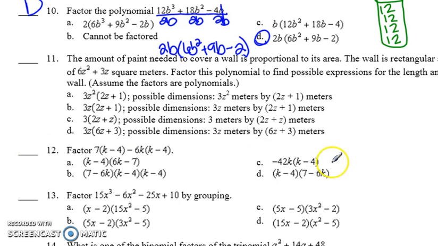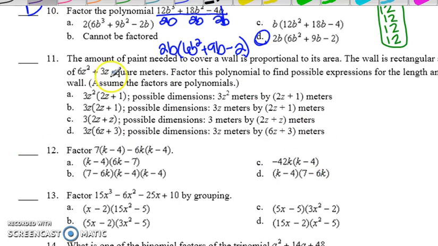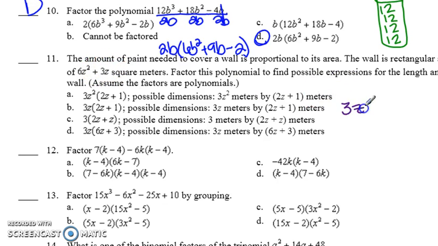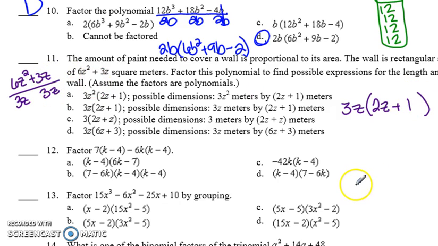So the first thing I would do is look at my greatest common factor. And my greatest common factor of 6z squared plus 3z is going to be 3z. Because if I divide a 3z out of here, I'm dividing a 3z on both parts, that would give me 2z, and 3z divided by 3z is just 1. So I'd imagine I'm looking for something that looks like this. 3z and then 2z plus 1 left inside. There we go. Letter B.